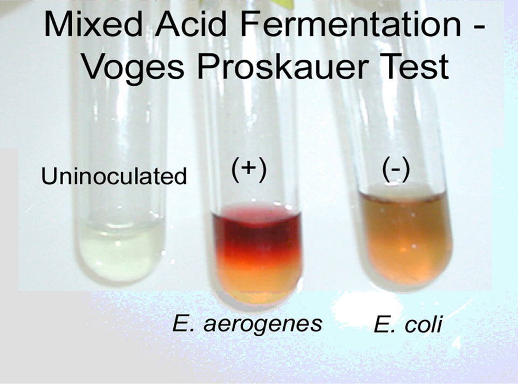It is VP positive. So what eventually you end up looking for is if your MR turns red, you have E. coli. If your VP turns red, you have Enterobacter. If neither turn red, you do not have a gram-negative intestinal bacteria.